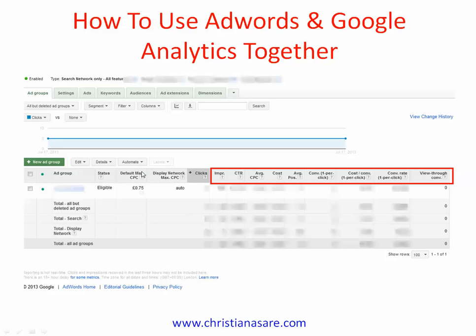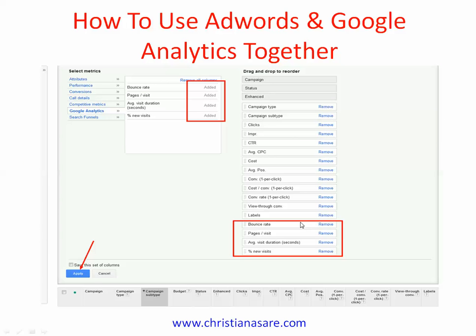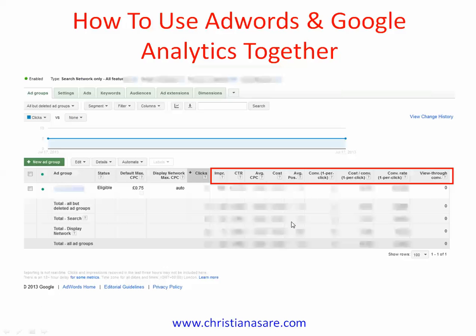So if you've decided to add it to the ad groups level, then you will see the new data. In this case it was the bounce rate, pages per visit, the average visit duration in seconds of your visitors, and the percentage of new visits, or the percentage of visitors that are new to your website.